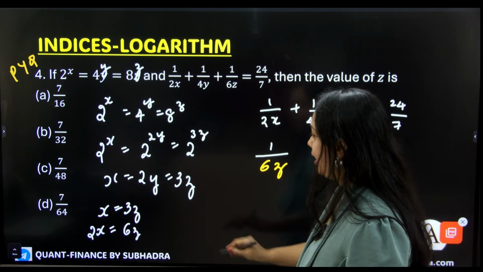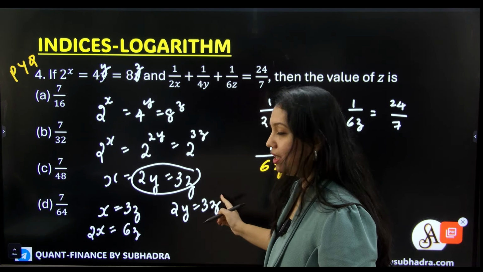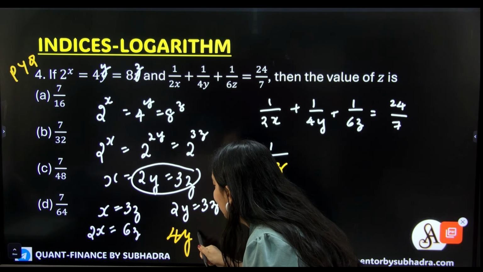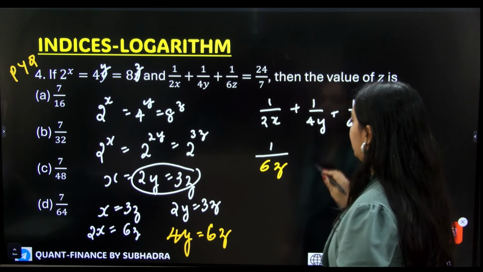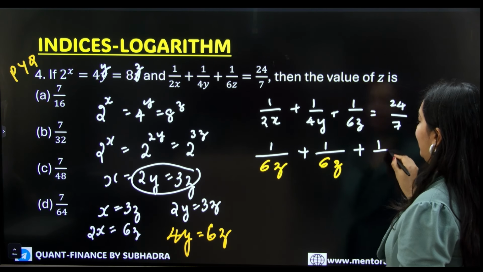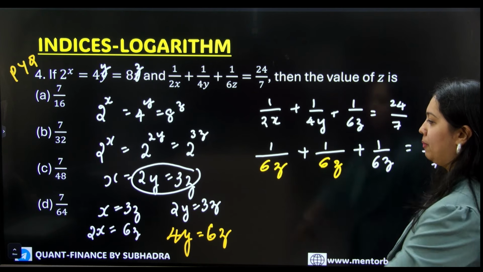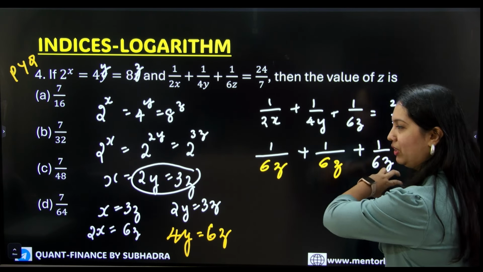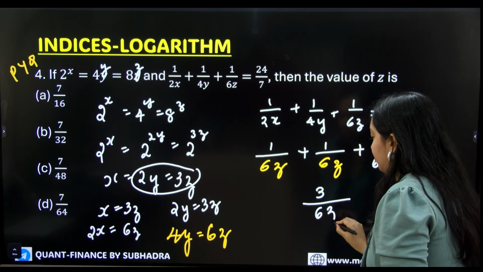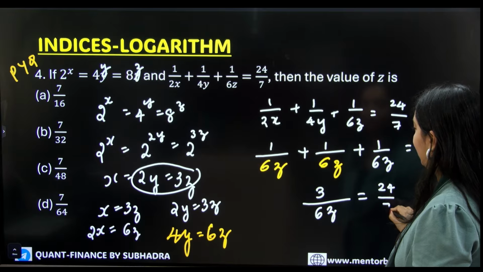Next, 4y. If 2y is equal to 3z, if I multiply both left hand side and right hand side with 2, I will get 4y is equal to 6 times of z. So, replacing this 4y with 6z, and I have 1 by 6z is equal to 24 by 7. What do you mean by 1 by 6z added for 3 times? 3 times of 1 by 6z. So 3 by 6z is equal to 24 by 7.